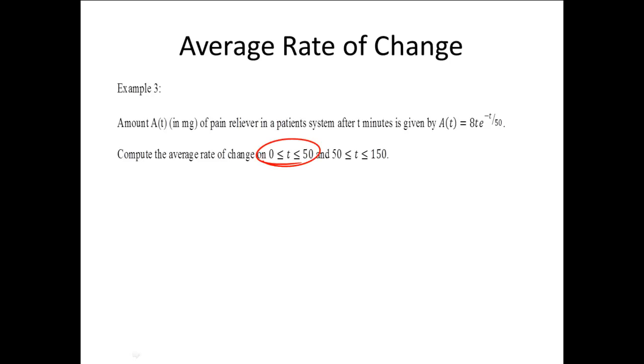Again, we're doing the same thing. We're going to have A of 50 minus A of 0 divided by 50 minus 0. For these, we're actually going to have to substitute in to find A of 50. So I'm going to have 8 times 50 times e to the negative 50 divided by 50. I'm going to be careful when I enter that in my calculator.